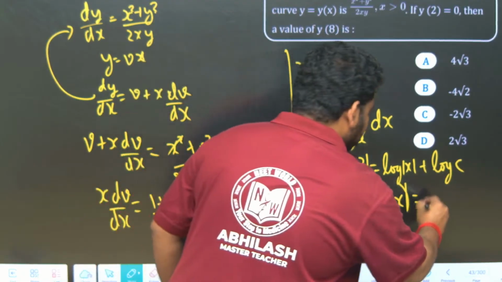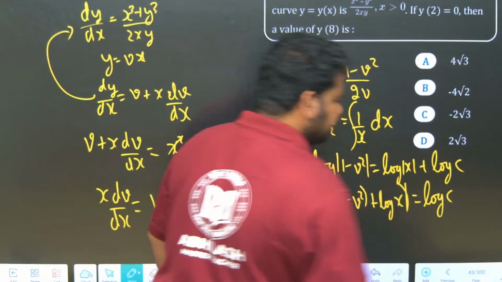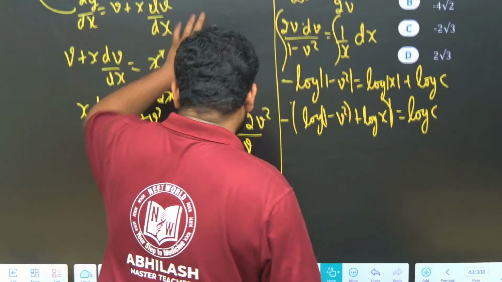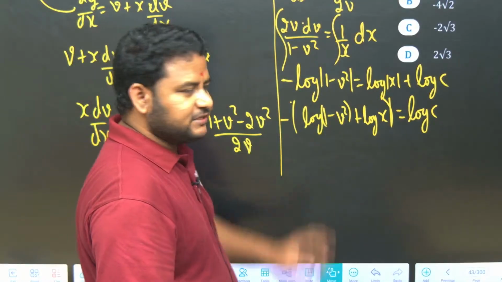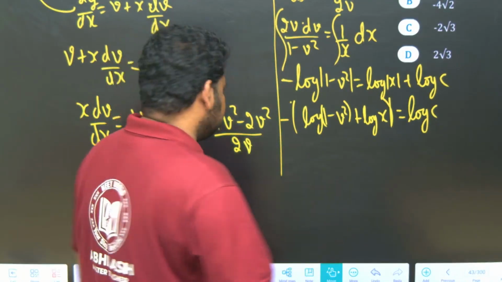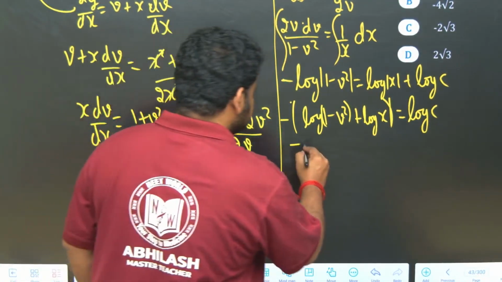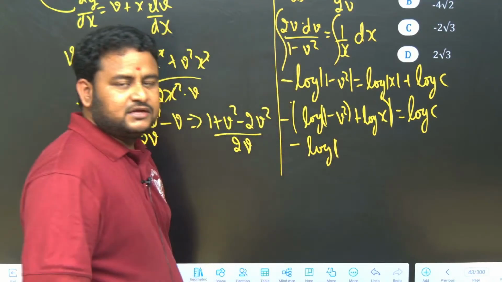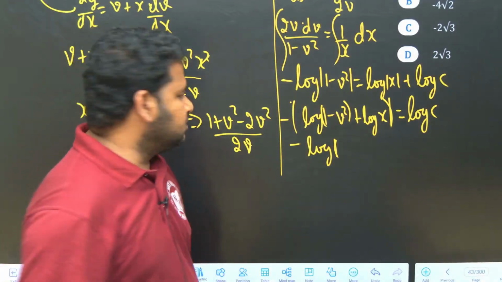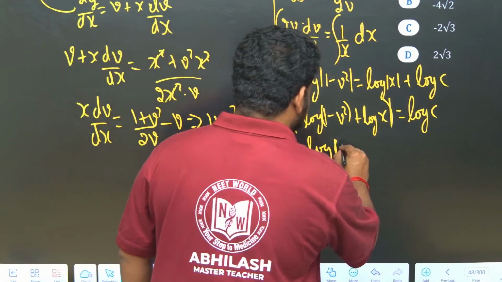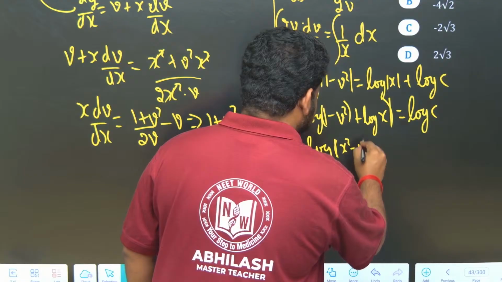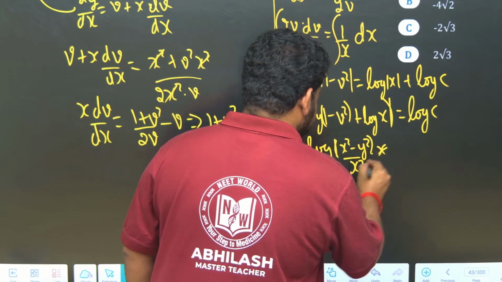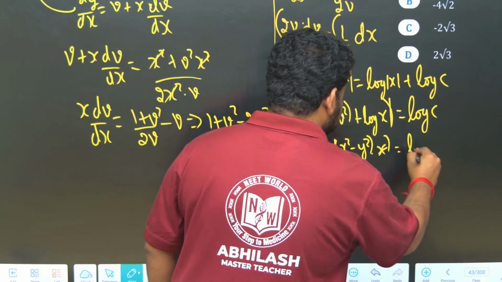So this will be equal to log c. Now solving this further, see here. Log a plus log b is nothing but log of ab. So this will become minus log of 1 minus v square. V square is nothing but y by x. So this will become x square minus y square by x square into x. So x and x cancel. So I'll get log c.